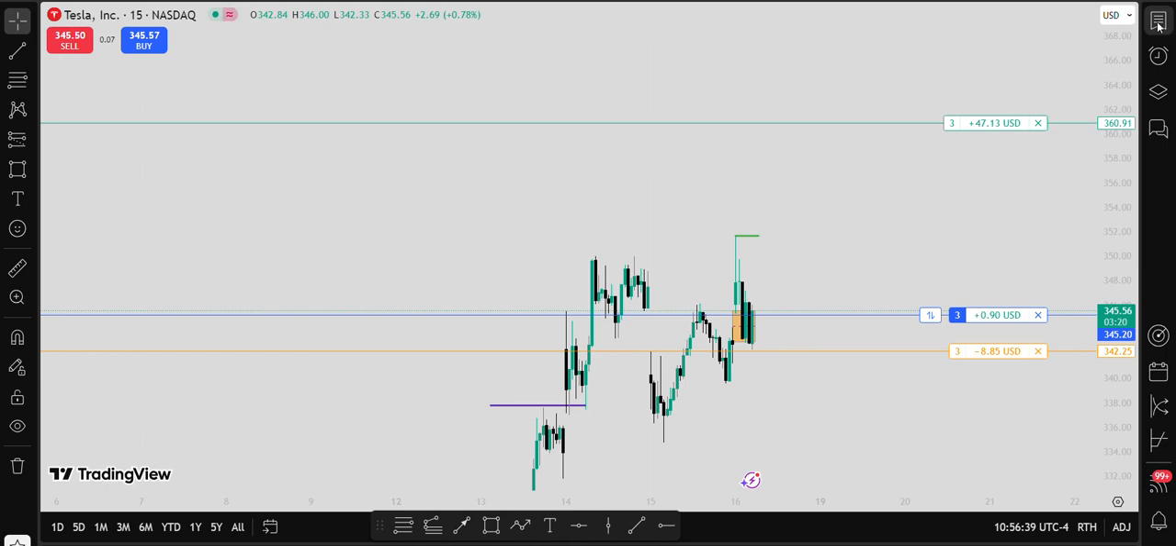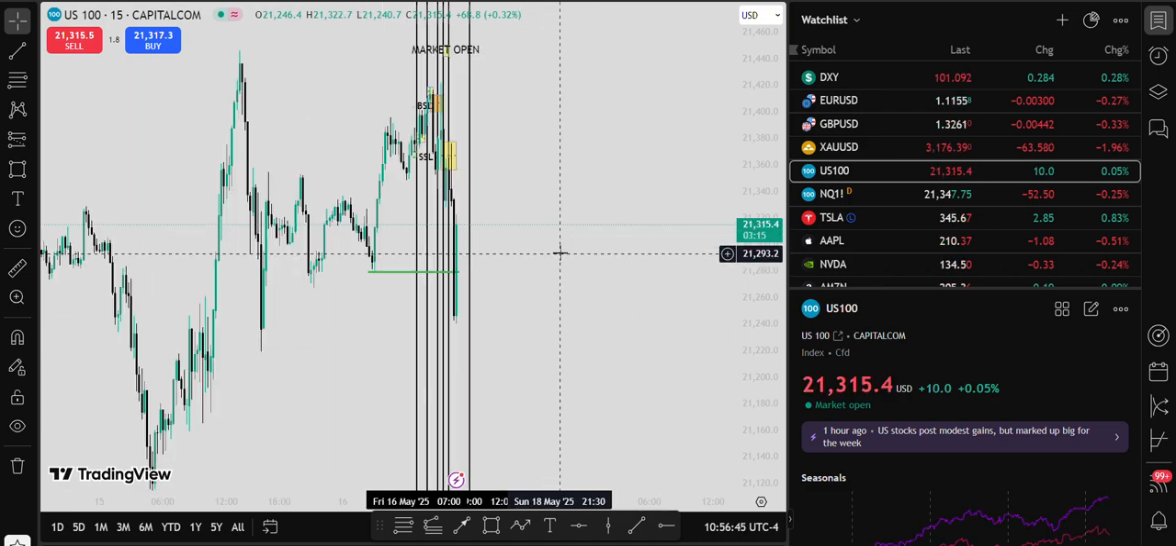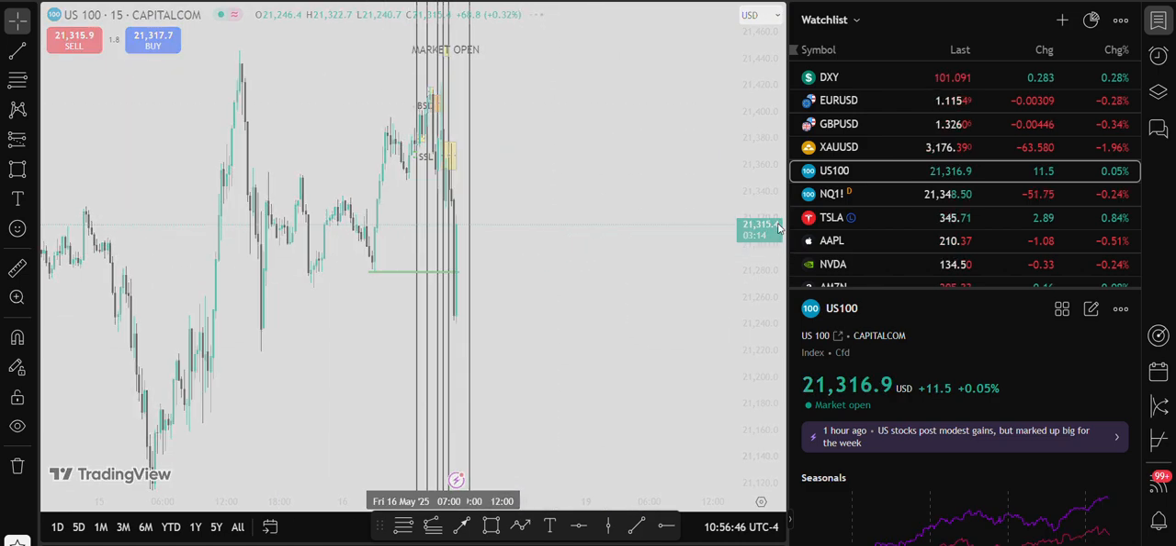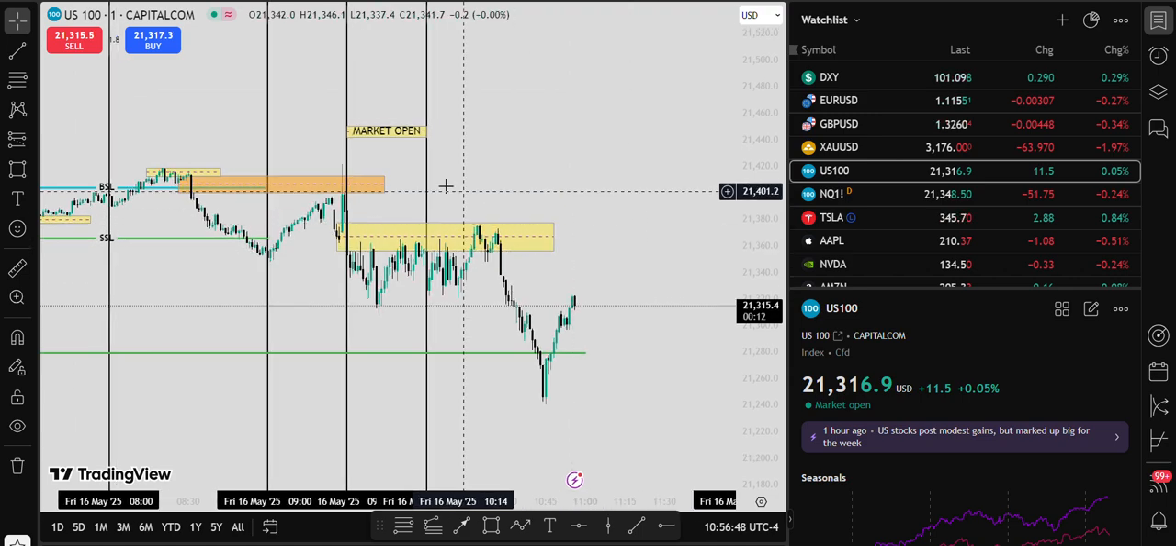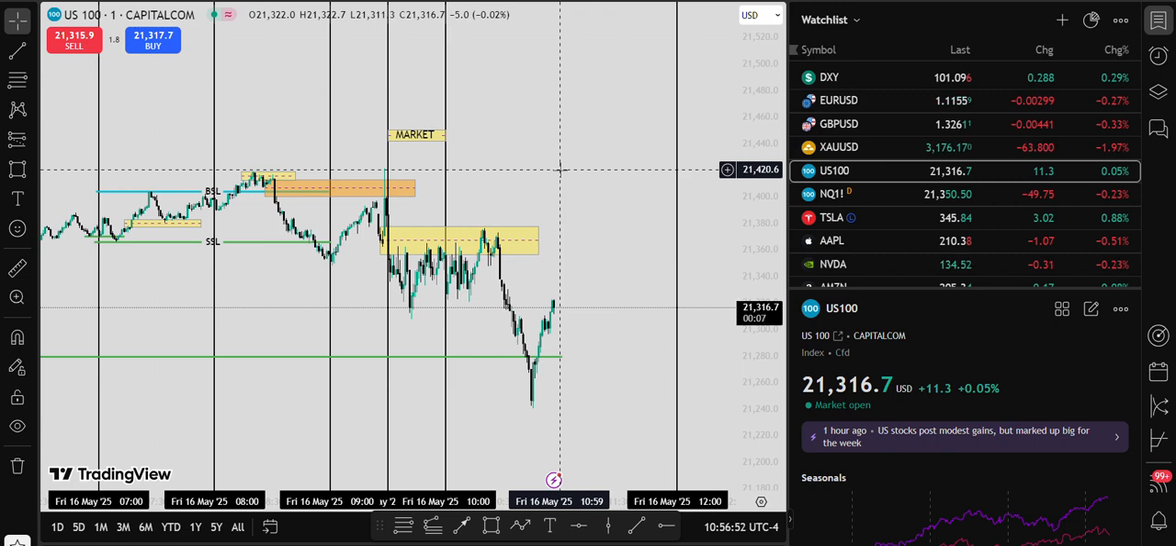these charts and see. I'm still looking out for NASDAQ to at least give us a rally. It's going to give us a rally to these highs, that is around 21,421.